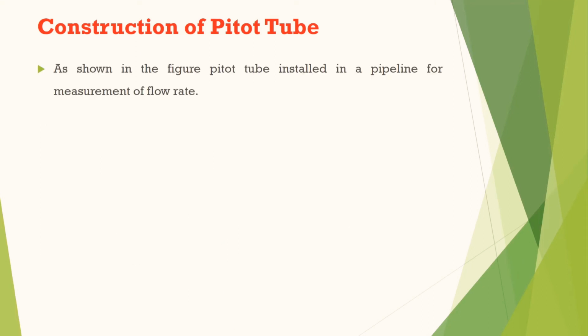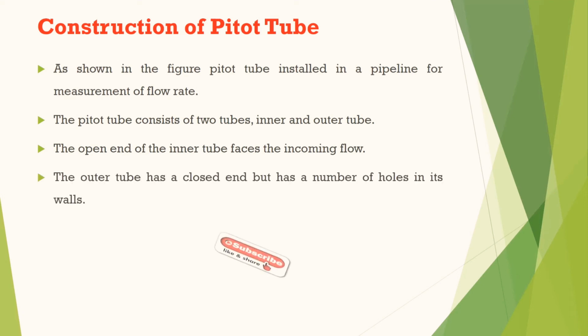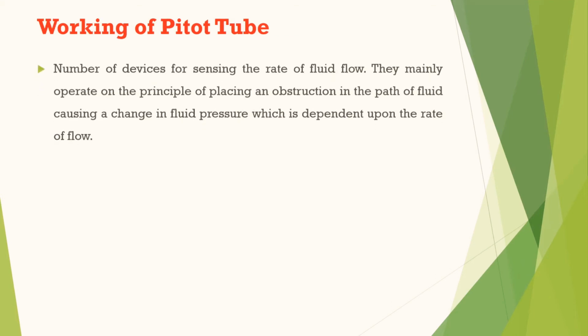As shown in the figure, the Pitot tube is installed in a pipeline for measurement of flow rate. The Pitot tube consists of two tubes, as we saw earlier, the inner and outer tube. The open end of the inner tube faces the incoming flow, and the outer tube has a closed end but has a number of holes in its walls. Now let us see some of the working of Pitot tube.